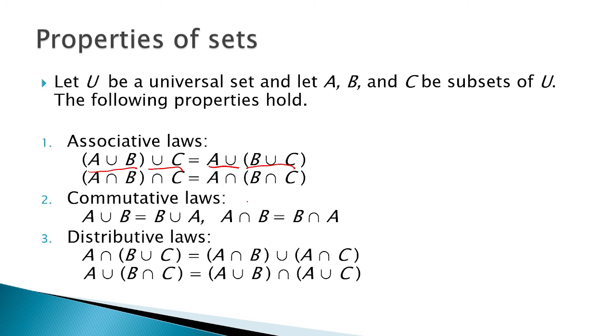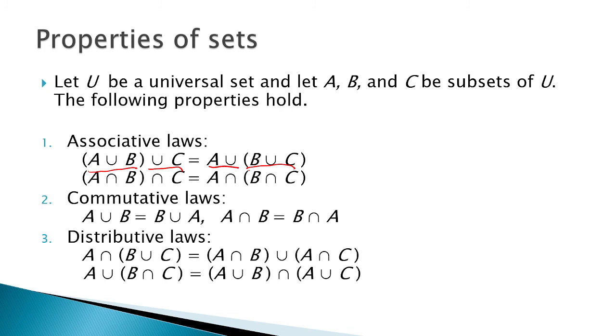Next, we have the commutative law. It's similar to the properties in math. A union B is also equal to B union A. Even if we swap their positions, as long as the operation is the same, we have no problem. Likewise, A intersection B is also equal to B intersection A.